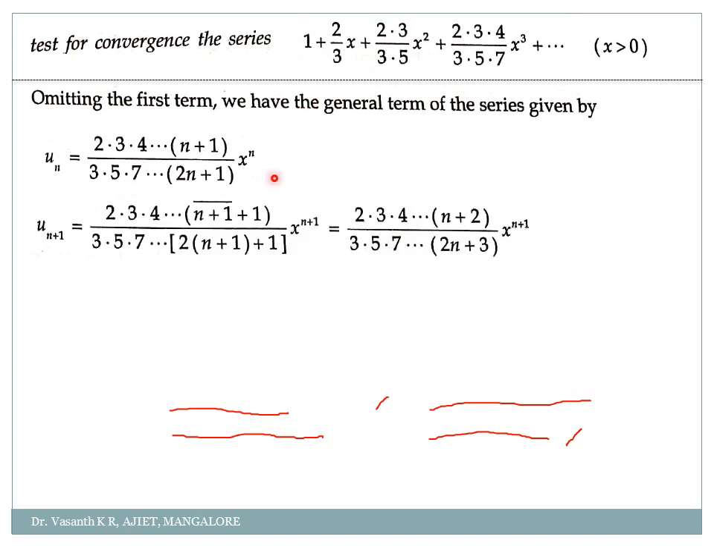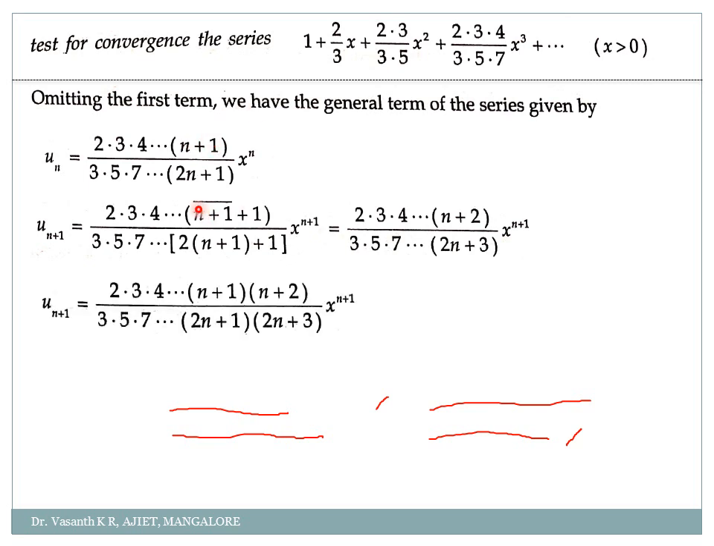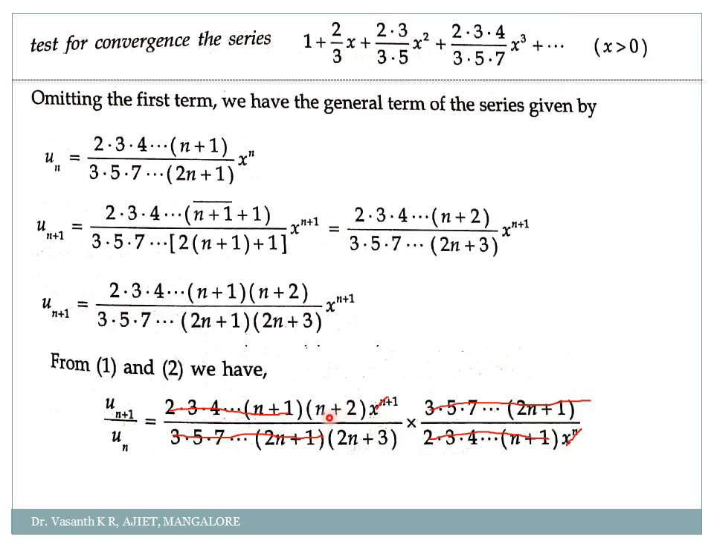Then write u n plus 1. So u n plus 1 means what? Already n plus 1 is there. Again if you write, I'll get n plus 2, and in the denominator 2n plus 1 is there, its next term means 2n plus 3, and x to the power n plus 1. Clear? So it will be n plus 1 into n plus 2 over 2n plus 1 into 2n plus 3, into x to the power n plus 1. That is your n plus 1th term. Then u n plus 1 divided by u n. So this is my u n plus 1 and this is my u n. In the denominator it is there, so you have to just take it as a reciprocal. So what will get cancelled?